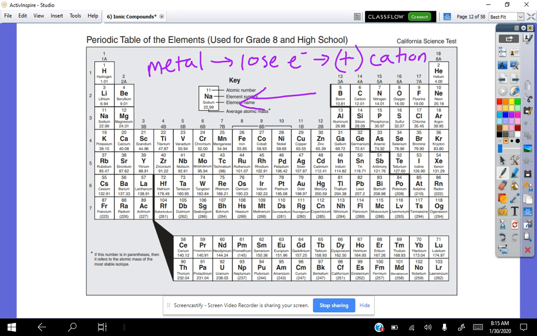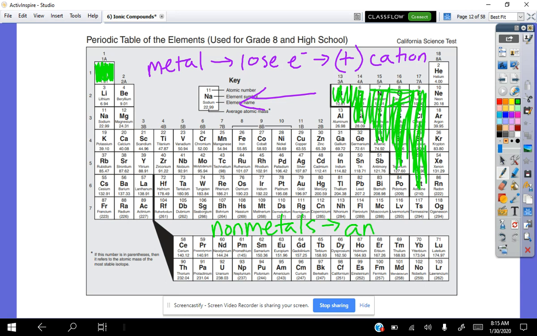The one exception there, I'm going to use a different color to highlight that, is hydrogen. Hydrogen is over here because it's got one valence electron, but it is actually considered a nonmetal. So all these ones I'm shading in right now are nonmetals. And nonmetals typically form anions. The noble gases are also nonmetals, but they don't form anions or cations because they already have their full valence shell, so that's why I did not highlight them, but they are still considered nonmetals.